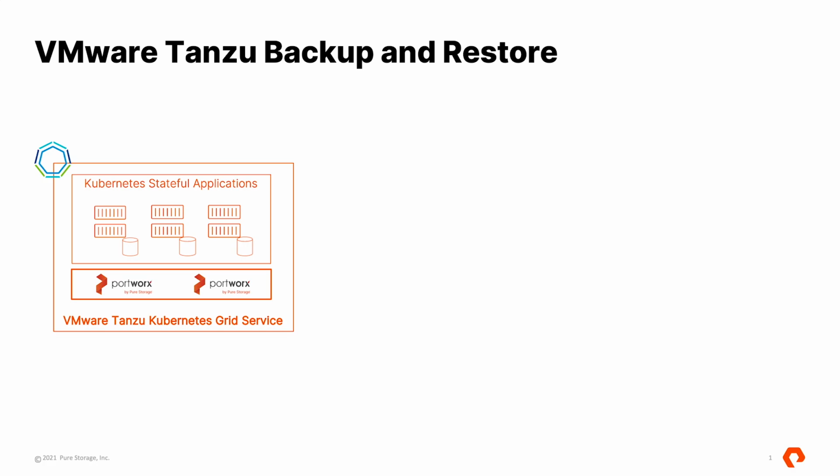For this setup, we have a TKGS cluster running on-prem with a Pure FlashBlade configured as our on-prem backup repository. We have configured an object store bucket on the FlashBlade system that is used for local backup and restore operations for our VMware Tanzu clusters. And we have looked at this scenario in a previous demo.